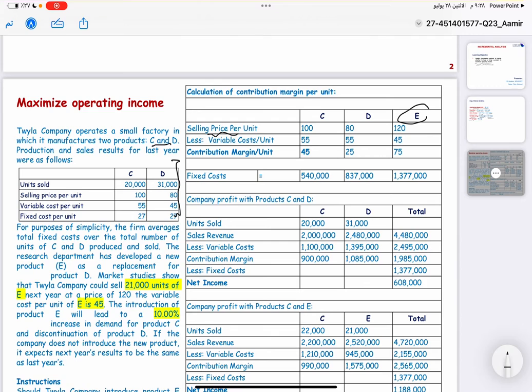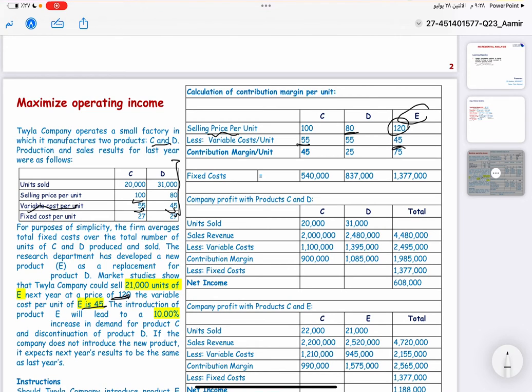Selling price per unit is 100 for C and 80 for D. Variable cost per unit equals 55 for C, and for D it's 45. For E, the selling price from the question is 120, and the variable cost is 45.